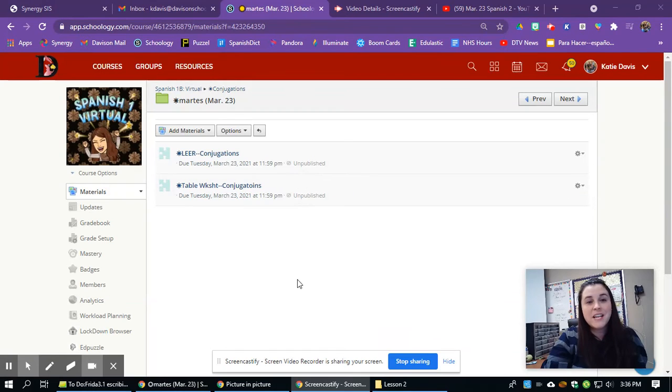Amigos, here are your directions for today, March 23rd. So we're going to do two practices today with the conjugations that we learned yesterday. Make sure you have those notes ready.